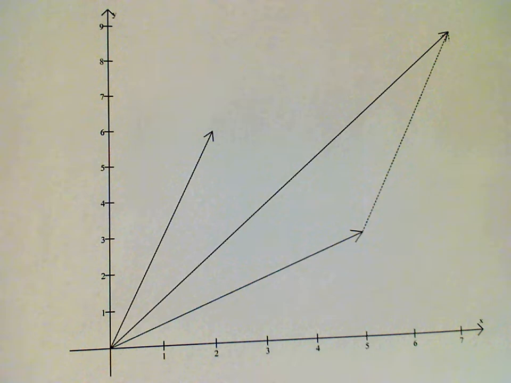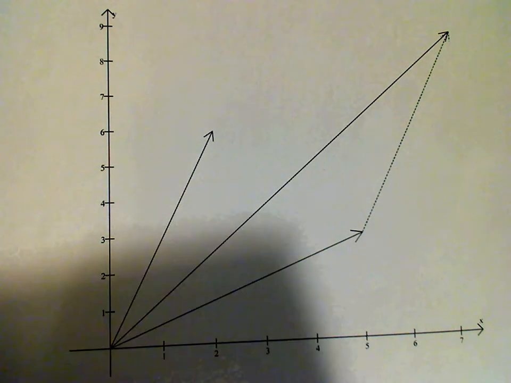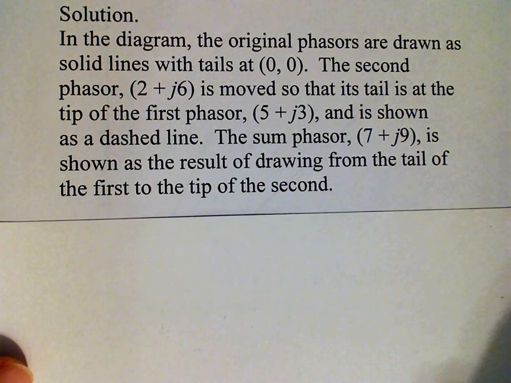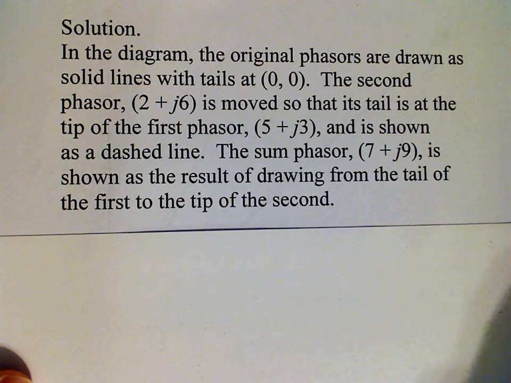And the answer that we get, of course, is 7 plus j9, which is easily arrived at algebraically. Okay, and there's the description in the notes.